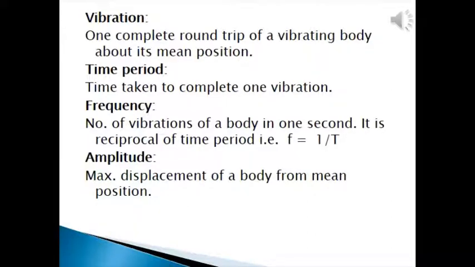Let's take an example from our daily life. For example, we have a room and we say only 5 people can adjust in this room. So we say the frequency of this room is 5. We have another room and we say that 20 people can adjust easily in this room. So the frequency of that room will be 20. So when we define the term frequency, it means the number of vibrations of a body in 1 second. It is also the reciprocal of the time period. Lastly, amplitude. The maximum displacement of a body from the mean position is known as amplitude.